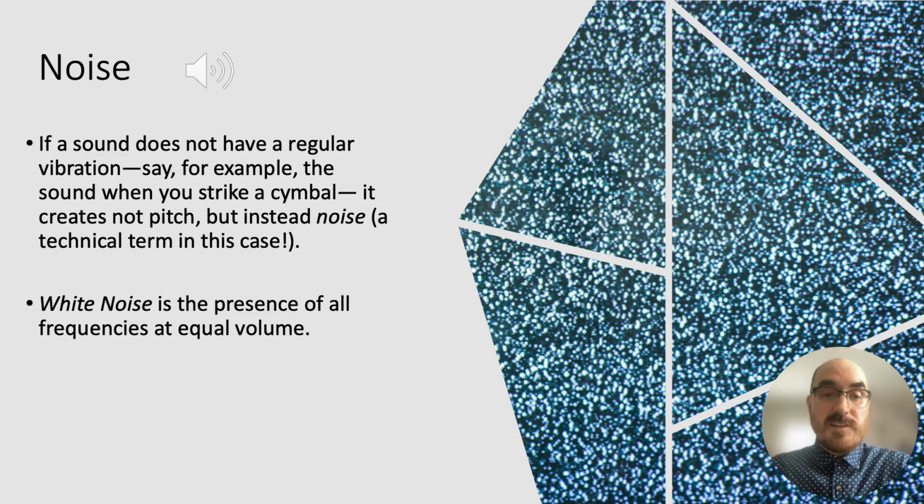So white noise is the presence of all frequencies at equal volume. I'm going to put an example in D2L so you can hear white noise. It's a very familiar sound if you have ever used an old CRT TV and tuned it to a channel that you didn't have, or you're using an antenna and you're not able to get a signal, you'll hear that noise.